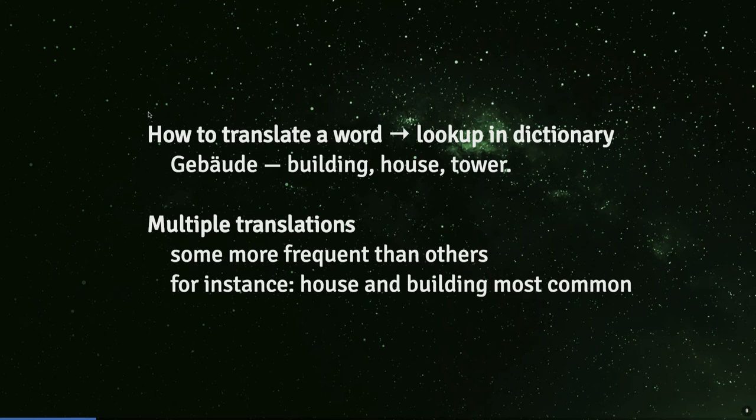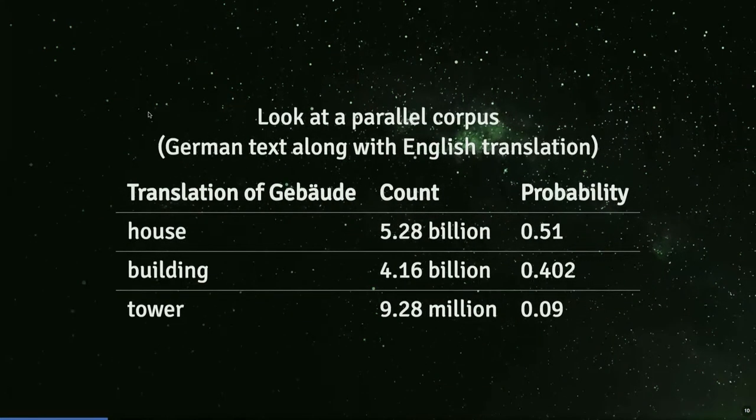So how do you know which word to pick for a translation? Some of these words are more frequent than others. For instance, house and building are more common as opposed to tower. For example, if you look at the translation, house has a probability of 0.51 with 5.28 billion references, and building has a probability of 0.402 with 4.16. Tower is probably the least used word. So when you have to pick a translation, I would pick house over the rest here.